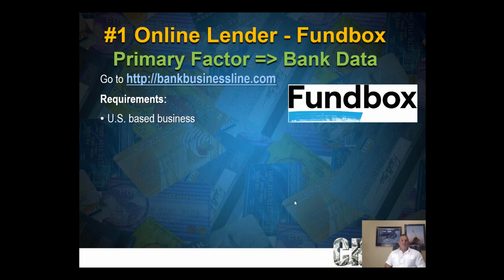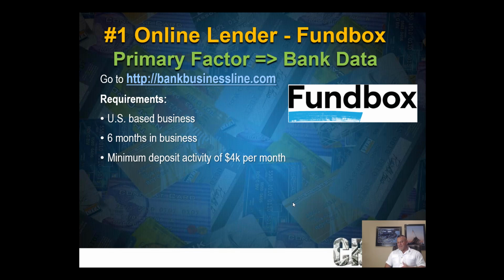So the requirements are you have to be a US-based business, 6 months minimum in business, and you have to at least be doing $4,000 a month in activity. I did say at the beginning of the video $5,000 a month. They will look at you for $4,000 a month, but I recommend $5,000 a month or more. And you have to at least be doing that in bank activities for 6 months in your bank account. So if you're only 3 months in business and you have $5,000 a month coming in, wait till 6 months. You don't have enough age on your business checking account.